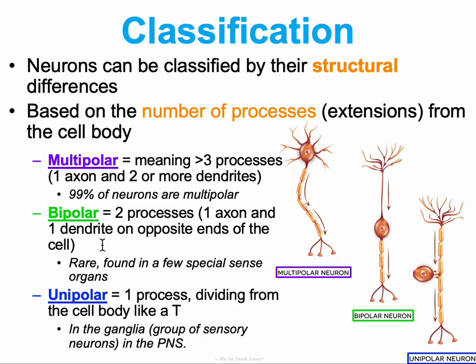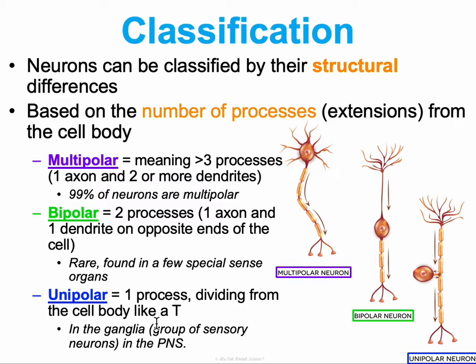So next one we have is going to be a bipolar, which bi just means 2. So this one is going to have 2 processes, which is 1 axon and 1 dendrite, and that's going to be on opposite ends of the cell, as you can see here. These are super rare. They're only found in a few special sense organs, which we're going to be talking more about senses later on this week. But just know, bipolar means 2 processes.